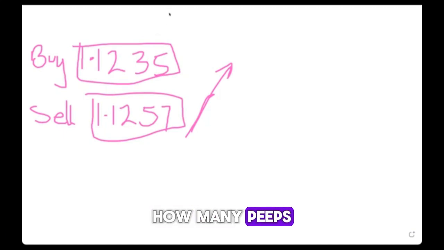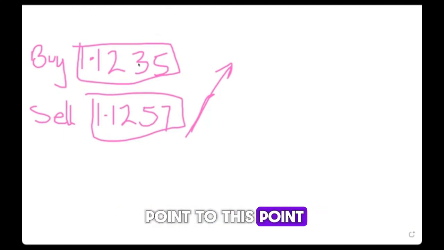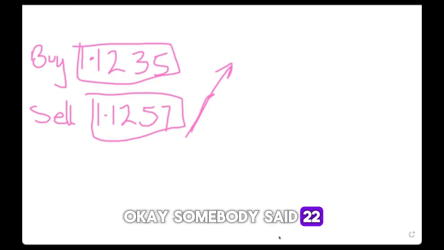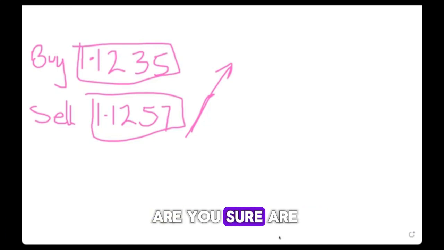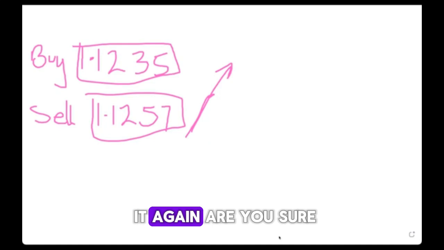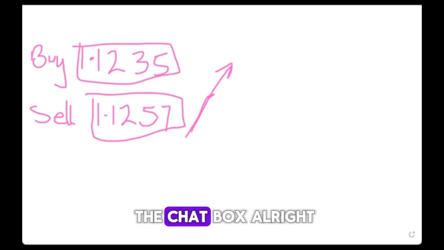How many pips? The difference from this point to this point. From this to this, how many pips? Okay, somebody said 22. Are you sure? Calculate it again. Are you sure? 22 pips? Yes. Put your answer in the chat box.